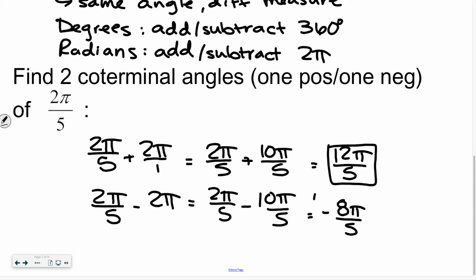5. So if I asked you to sketch 2 pi over 5, 12 pi over 5, negative 8 pi over 5, all of them would land in the same quadrant, have the same terminal side. The only difference would be that arc that you draw. What direction you go, how many times you go around, that's it.